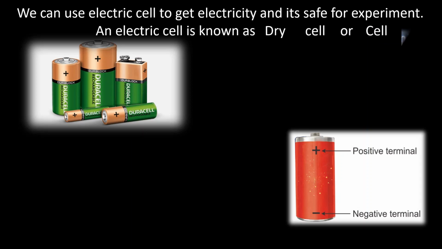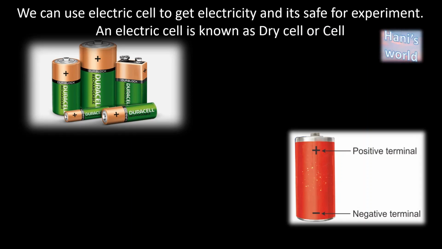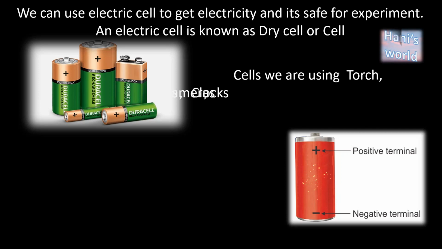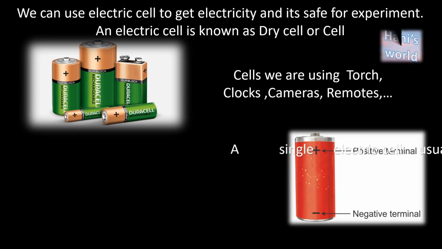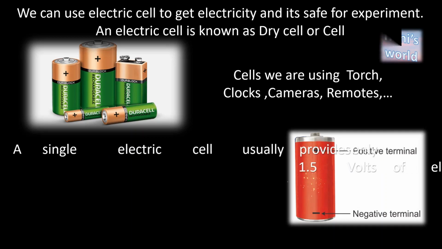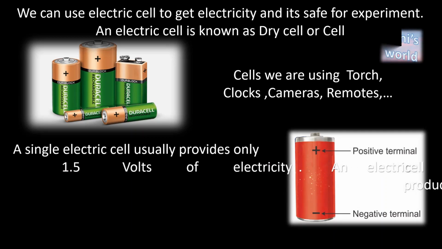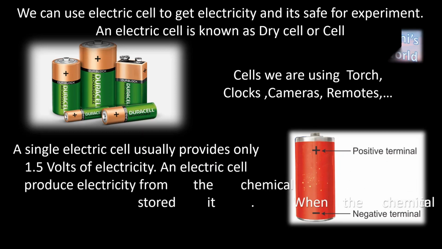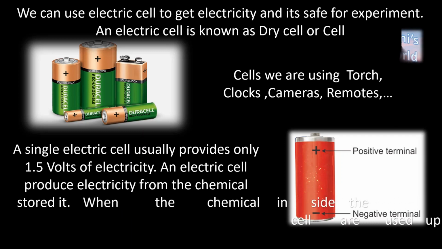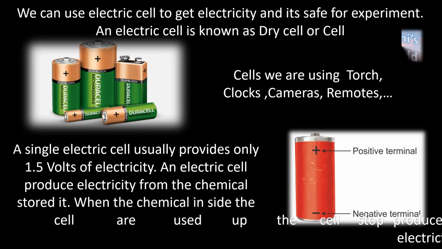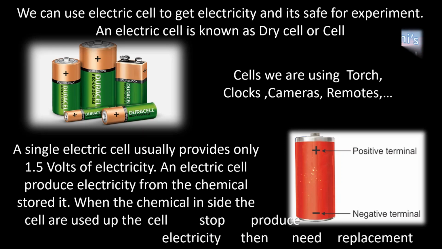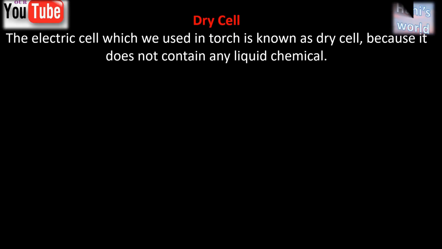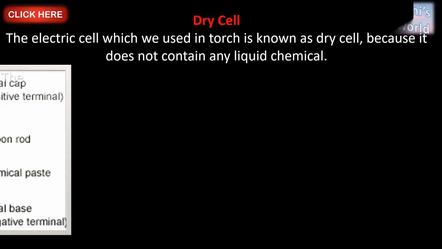An electric cell is also known as a dry cell or cell. Cells are used in torches, clocks, cameras, remotes, etc. A single electric cell usually provides only 1.5 volts of electricity. An electric cell provides electricity from the chemicals stored in it. When the chemicals inside the cell are used up, the cell stops producing electricity and needs replacement. Dry cell. The electric cell which we use in a torch is known as a dry cell because it does not contain any liquid chemical.